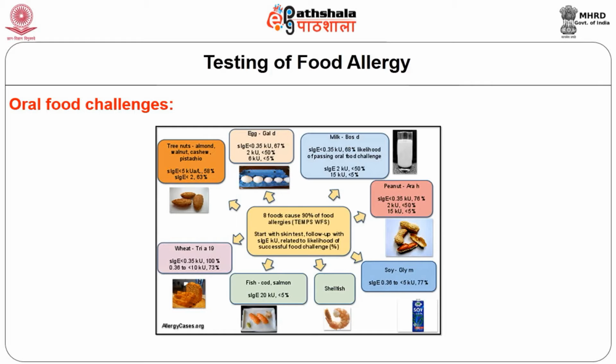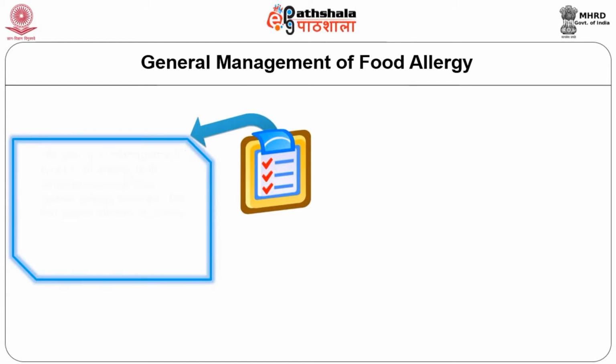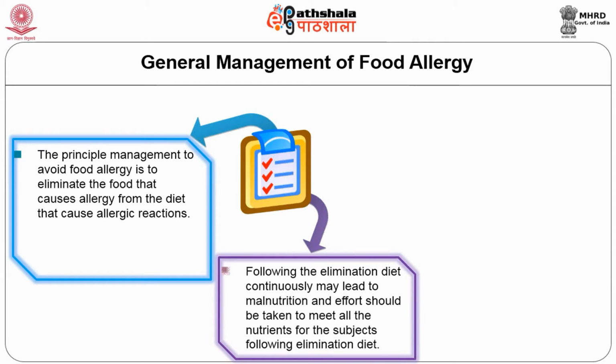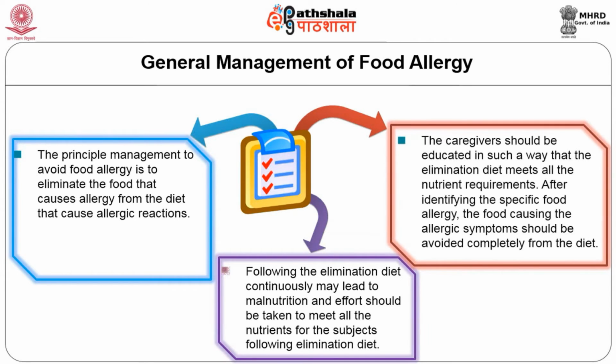Having looked at the foods causing allergy and their symptoms and the test methods, let us now investigate how it can be avoided or how it can be managed without any pain for the susceptible people. The principal management to avoid food allergy is to eliminate the food that causes allergic reactions from the diet. Following an elimination diet continuously may lead to malnutrition, and effort should be taken to meet all the nutrients for the subjects following elimination diet. The caregivers should be educated in such a way that the elimination diet meets all the nutrient requirements.